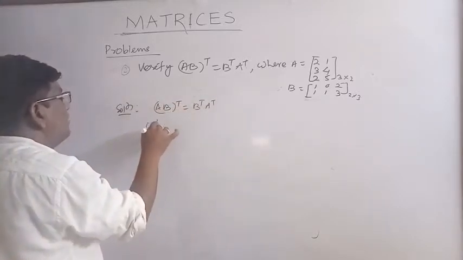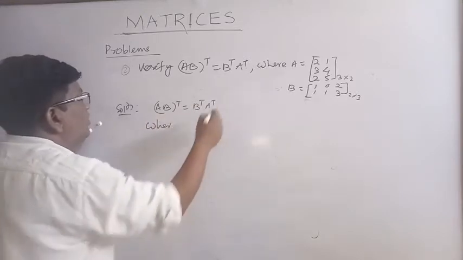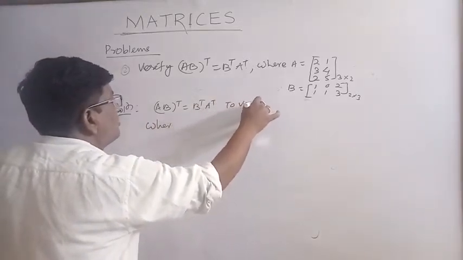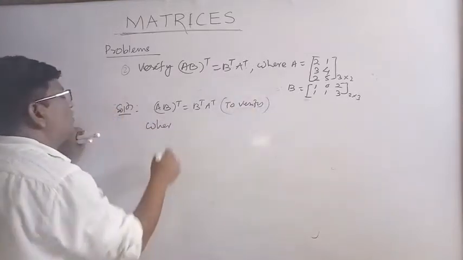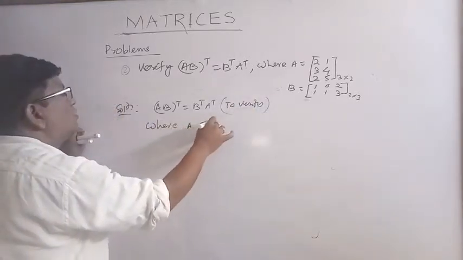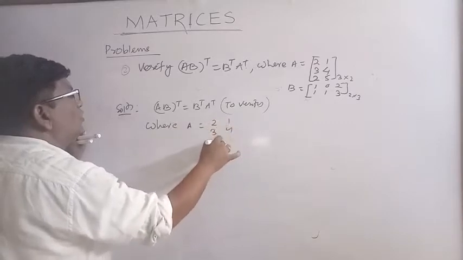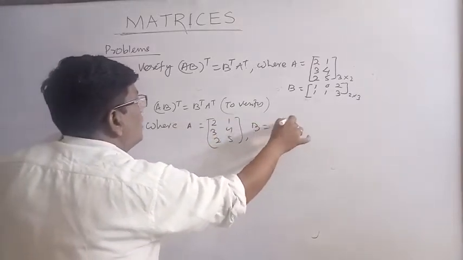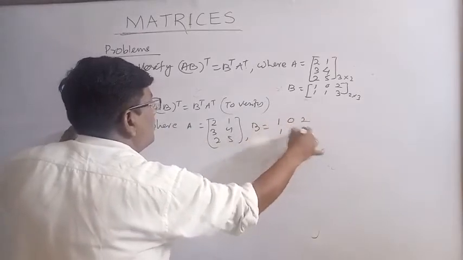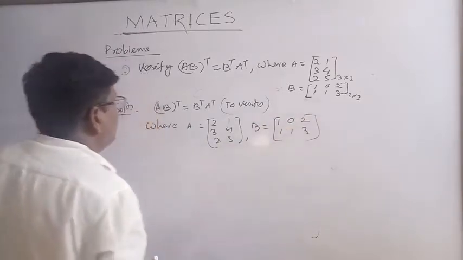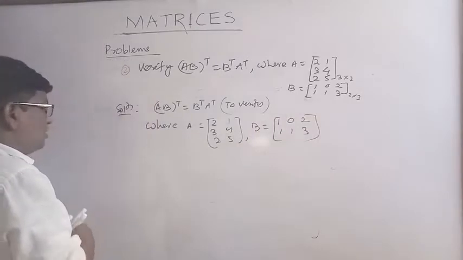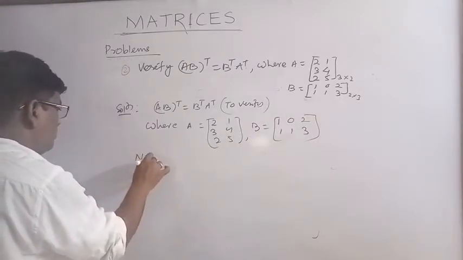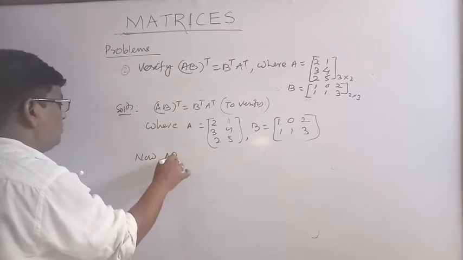So the solution is now to verify (AB) transpose is equal to B transpose into A transpose, where A is equal to [[2, 1], [3, 4], [2, 5]] and B is equal to [[1, 0, 2], [1, 1, 3]]. Now find AB. Now find A into B.